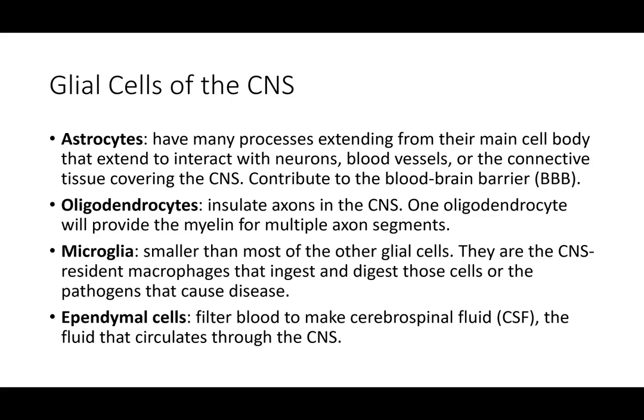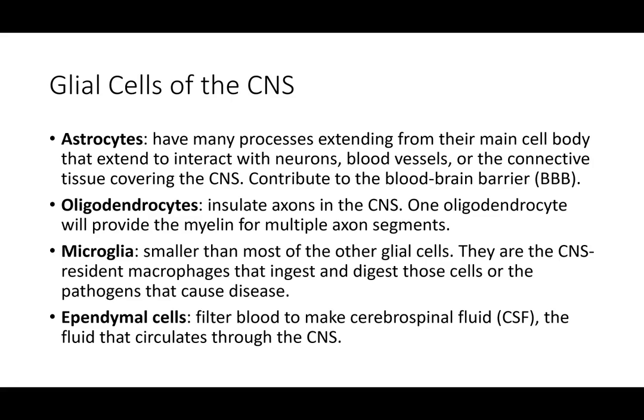So astrocytes, these are going to have tons of processes extending from their main cell body that are going to reach out and interact with neurons, blood vessels, and a bunch of the other connective tissues. So the meninges covering the central nervous system, these help make up the blood-brain barrier that helps prevent pathogens and stuff from getting into the central nervous system. That's very, very dangerous.